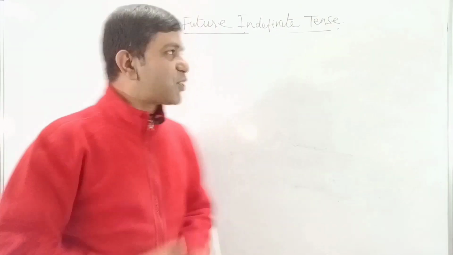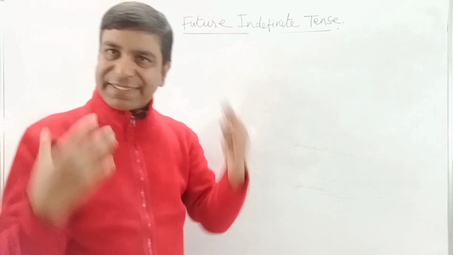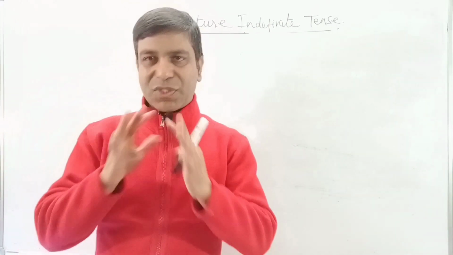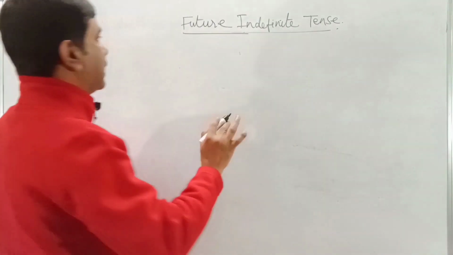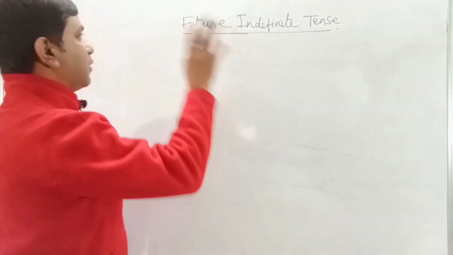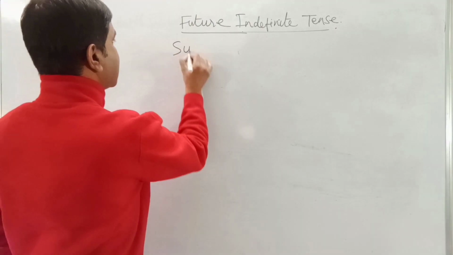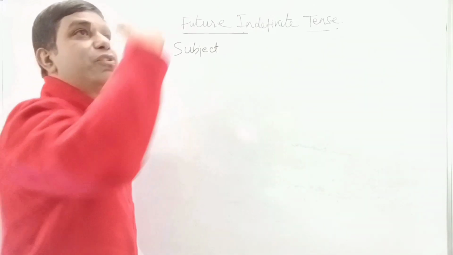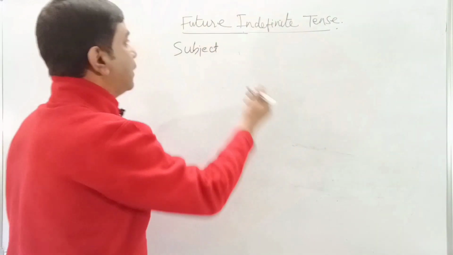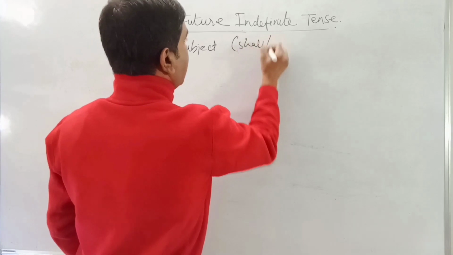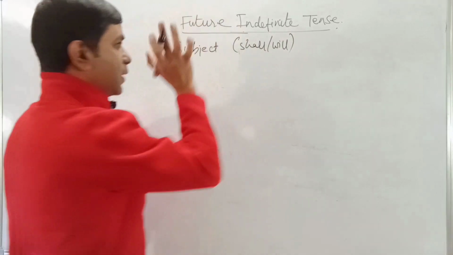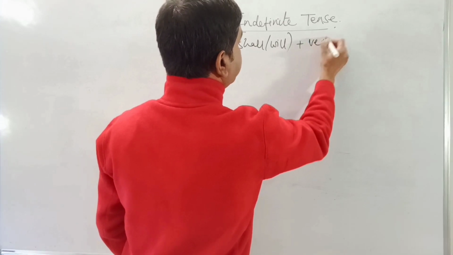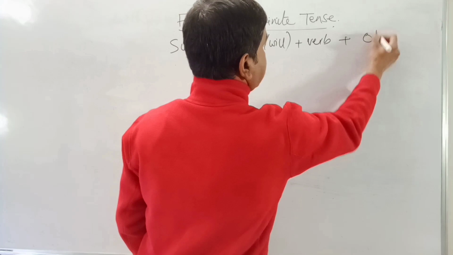All right, now let's talk about future indefinite tense. What is future indefinite tense? How and when they are used? Let's talk about that. So just like present indefinite tense, future indefinite tense also has a subject, but there is an exception. Since we are talking about the future time, the time yet to happen, we use shall or will with the subject, and then after that comes verb, and then comes object.